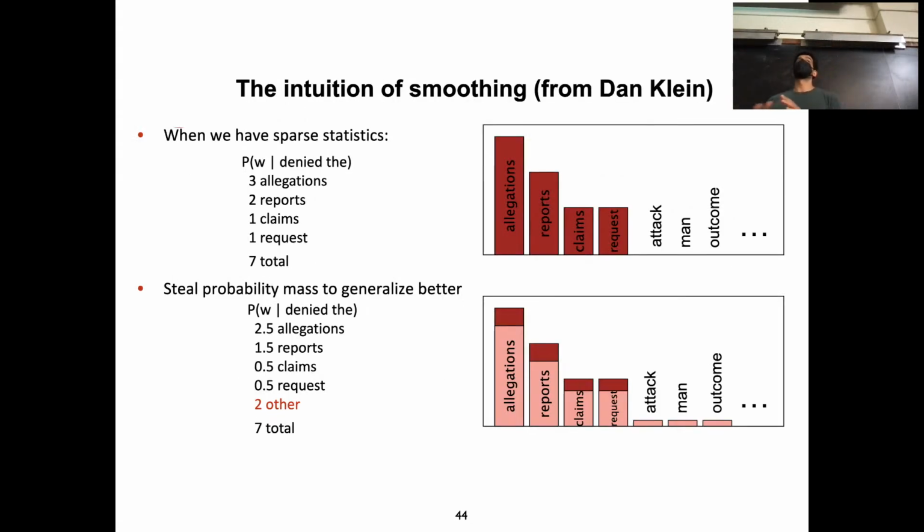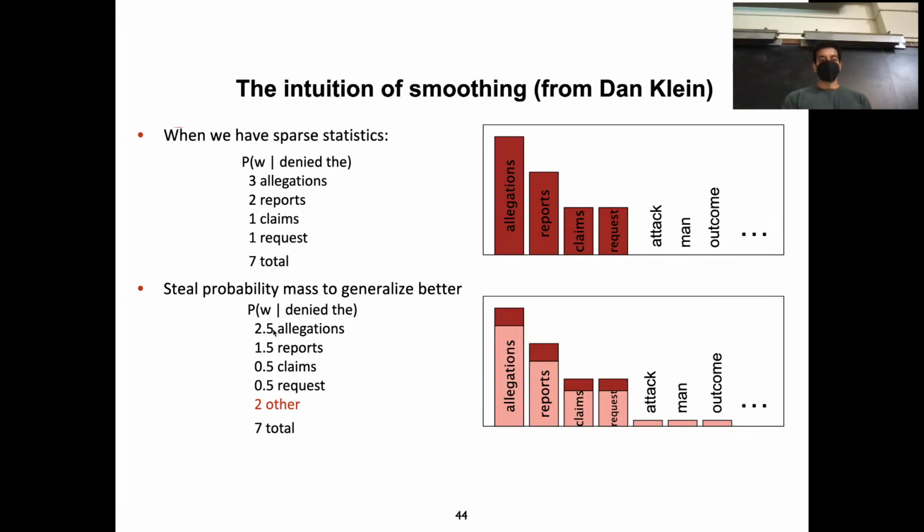So I'm not going to talk about a specific smoothing algorithm. I'm just going to talk about the intuition of all smoothing algorithms, which is we have our training set estimates of these probabilities, and we have things that actually occur, right? Allegations occurred 3 times after denied the, reports occurred 2 times, and this is in our training set. So we have 7 total instances of denied the appearing in our training set. So smoothing means we're going to steal probability mass from the things that we observed and then distribute it across things that we haven't observed.